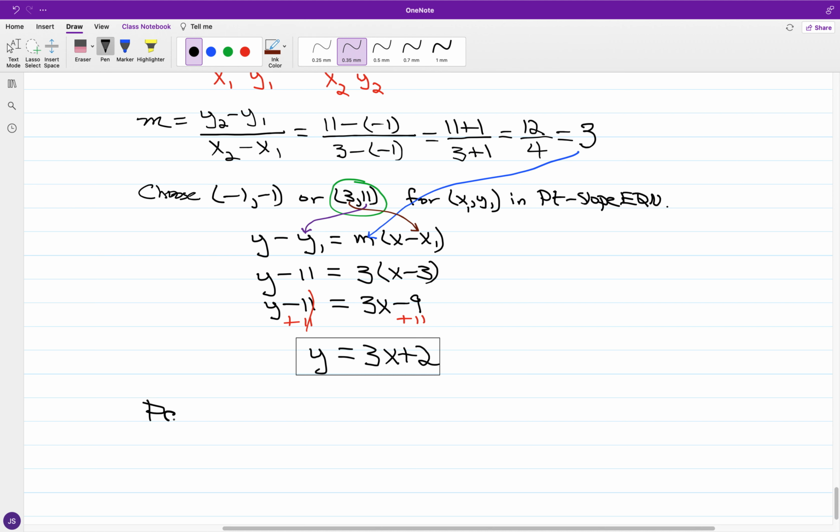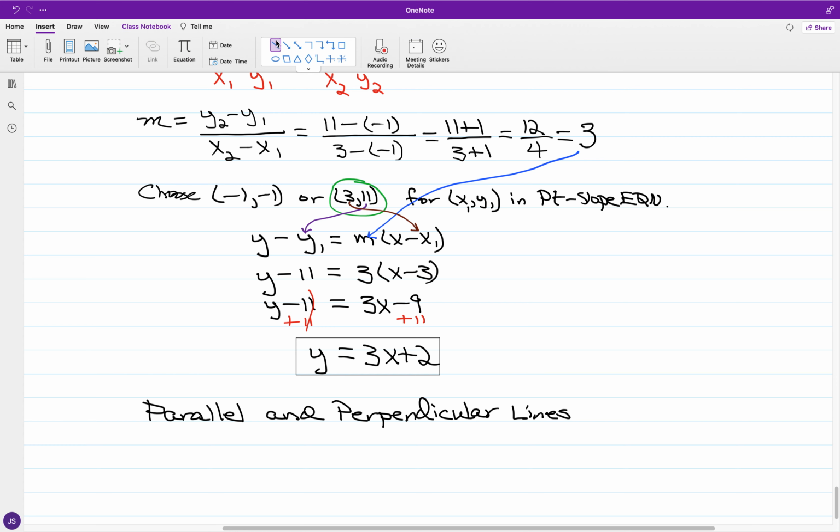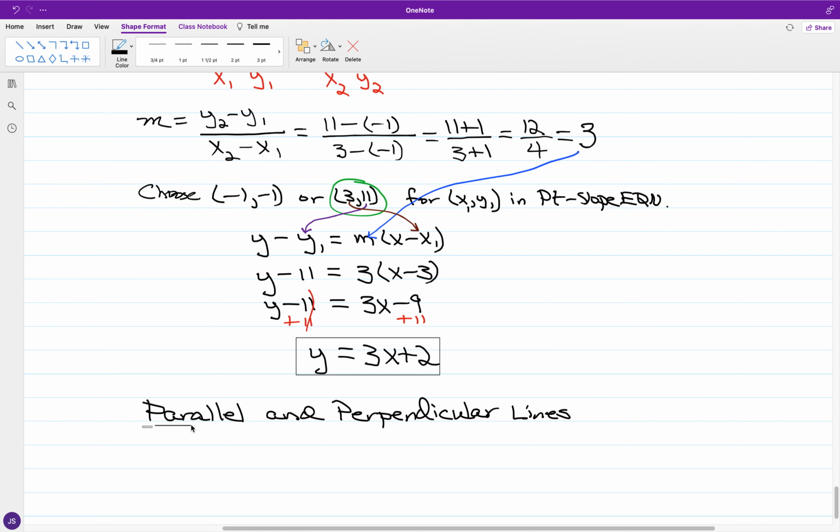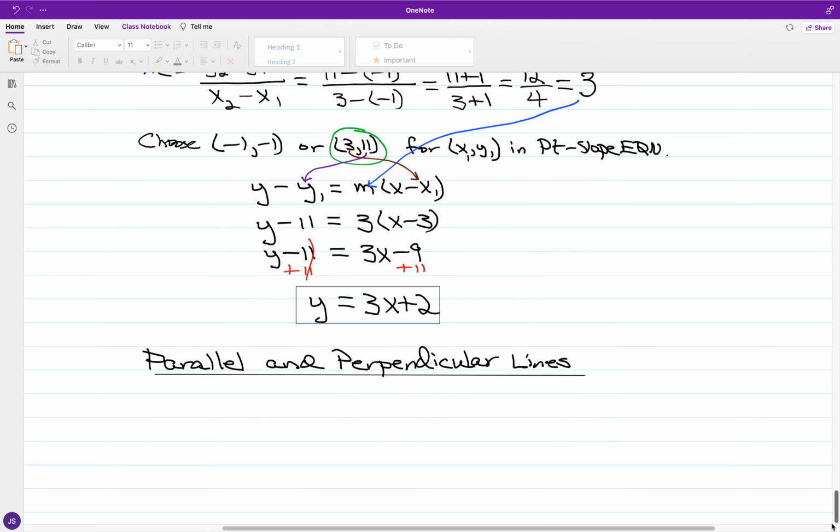All right, now in the crossover, just writing quickly, relations of linear types. Just want to mention, for parallel and perpendicular lines, a quick run through of what we have concerning them.